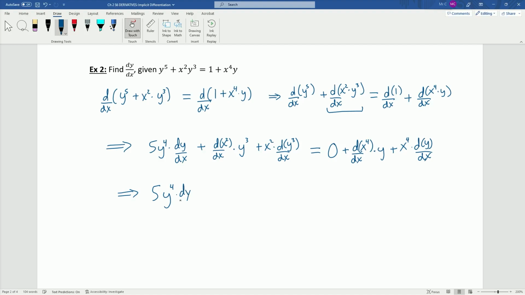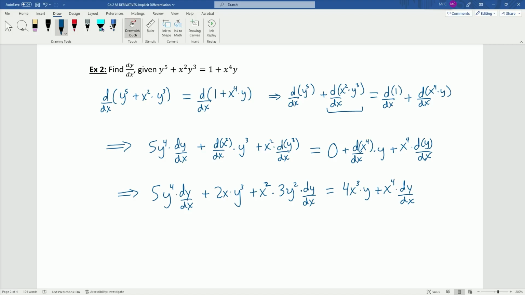5y to the 4th dy dx plus the derivative of x squared, that's 2x times the y cubed here, plus x squared times, and the derivative of y cubed, we get 3y squared, but again, we're taking the derivative with respect to x, so we need to apply the chain rule. We multiply by dy dx equals, and here we get 4x cubed times y plus x to the 4th times dy dx. So really we've done the hardest part here.